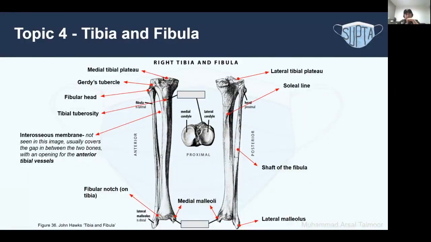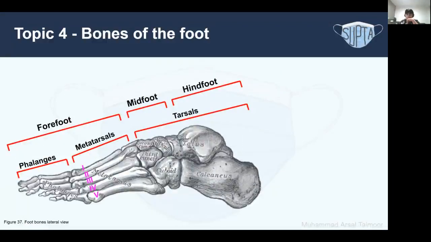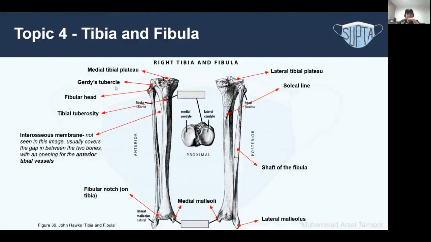So here's the tibia and fibula. I won't go into too much detail. Just know that you can look up Purpose Games, or any sort of osteology quiz, and try to test yourself, because that's the only way you're really going to remember all of this. You need to visualize it. So try to label an image yourself and see how much you can get right.